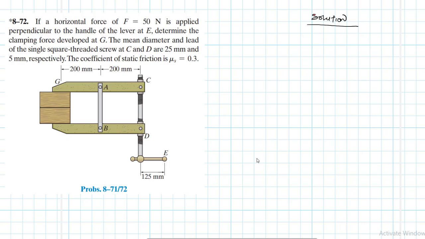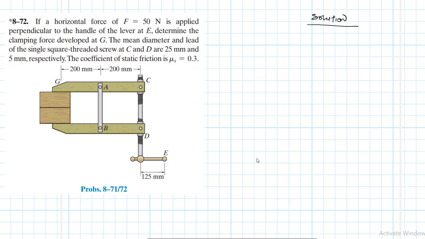The problem reads: if a horizontal force of F equals 50 newtons is applied perpendicular to the handle of the lever at E, determine the clamping force developed at G. The mean diameter and the lead of the single square threaded screw at C and D are 25 millimeters and 5 millimeters respectively. The coefficient of static friction is mu s equals 0.3. This problem is from the Engineering Mechanics: Statics textbook, 13th edition, by R.C. Hibbeler.